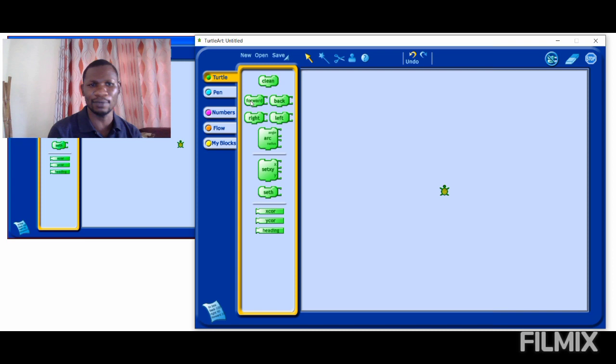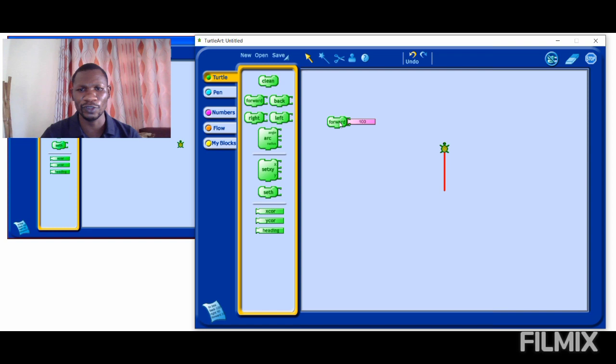When you choose forward, you are telling the turtle to move the number of pixels that you will tell that turtle to move. For example, if you choose 100 and then you double click on forward, you see that the turtle moves 100 pixels. Here we are not using meters, you are not using kilometers, we are using pixels. So the pixels are the units that we use to measure the length of the journey that the turtle moves.